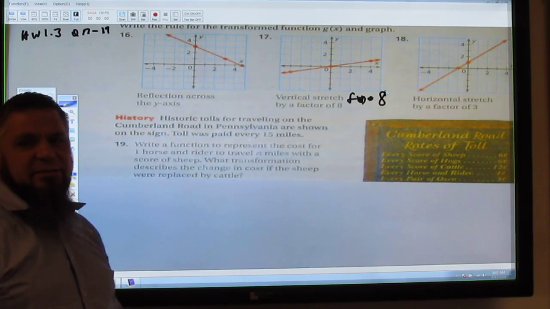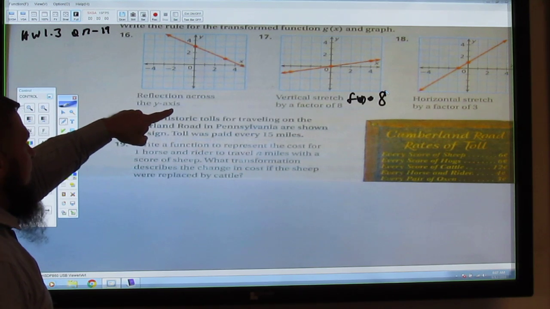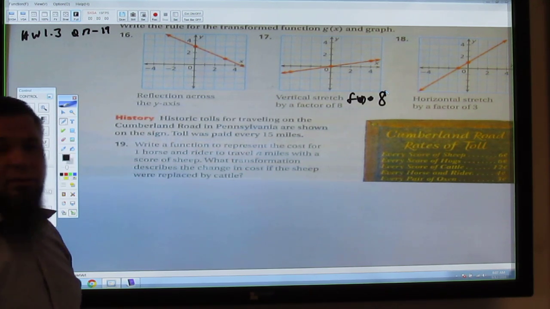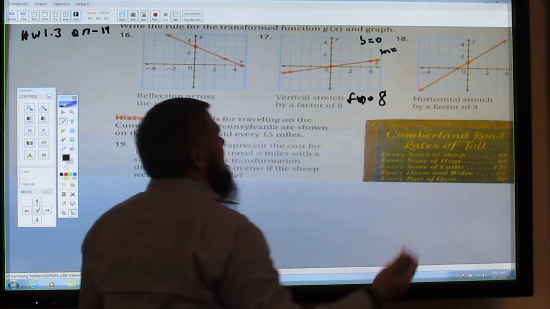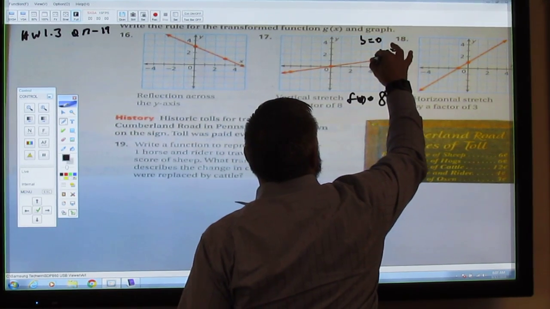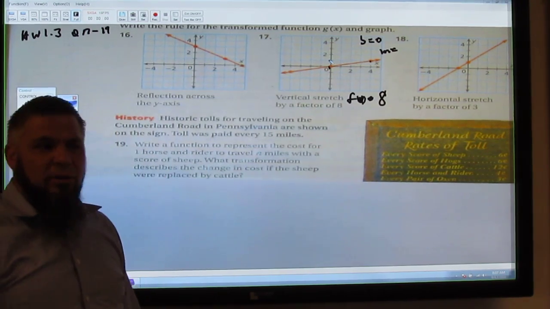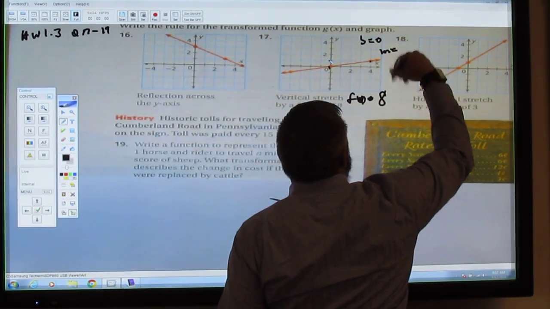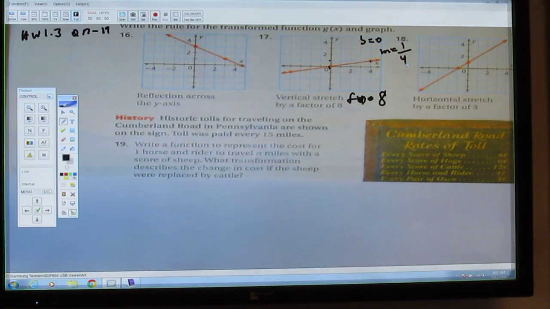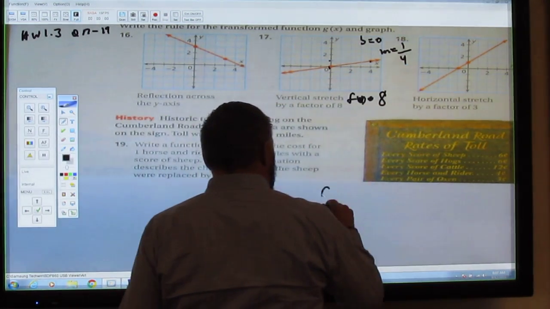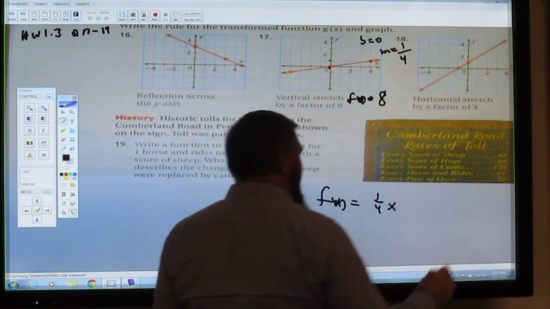Well, what is f of x? Do we know what f of x is? Okay? So we look at this function. I see that it goes through 0, so b is 0. What's m? What's the slope? Well, I know it goes up 1 and over 4. So that means that m is rise over run, 1/4. So the f of x, in this case, is 1/4 x.